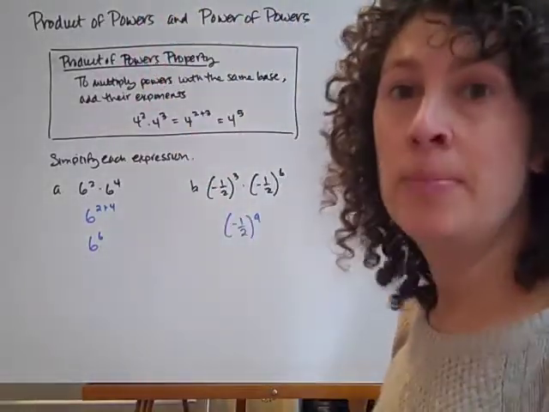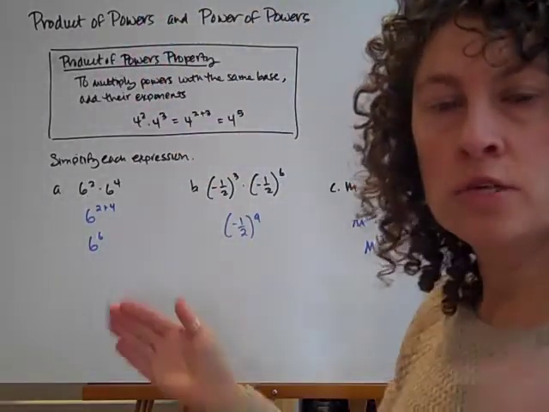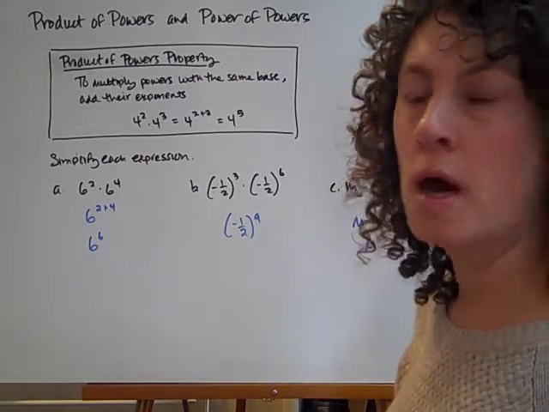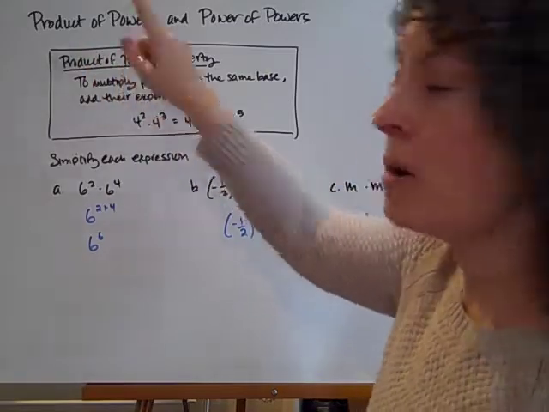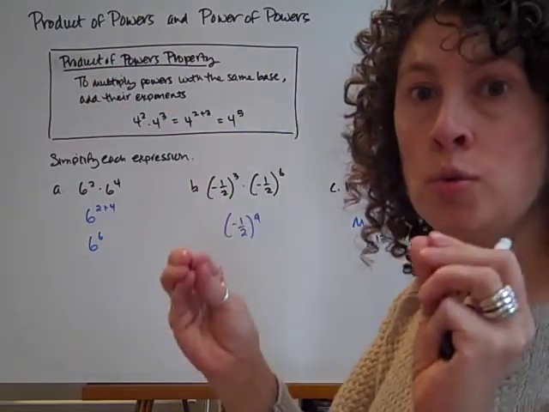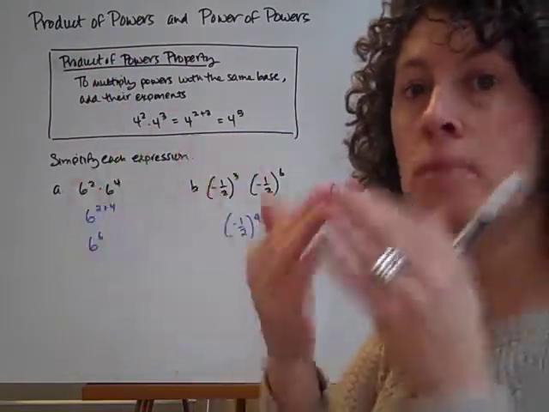Product of powers and power of powers. So let's take a look at some rules on how we can work with our powers and how they work. We'll do one at a time here. So the product of powers. Product of powers meaning I'm multiplying two powers. I've got two powers and I'm multiplying them together.